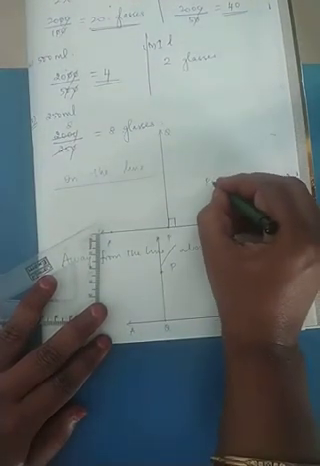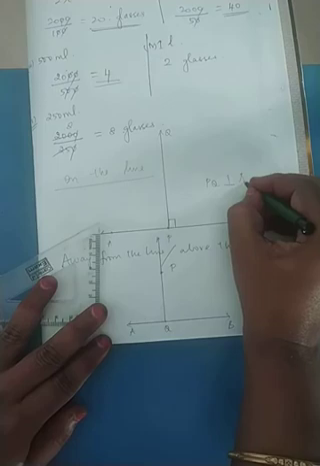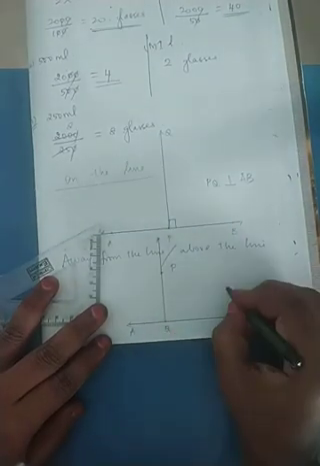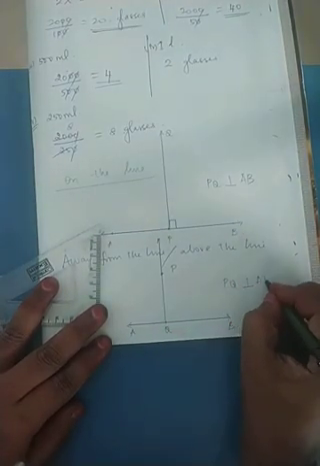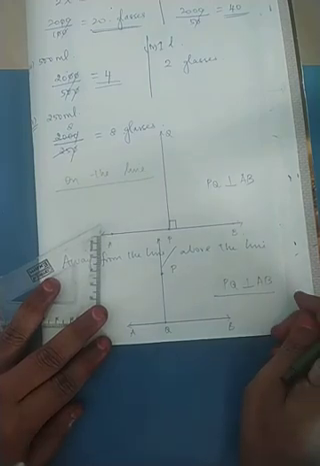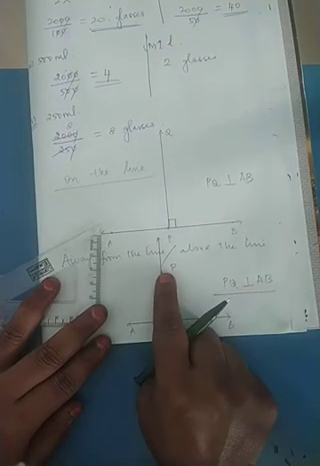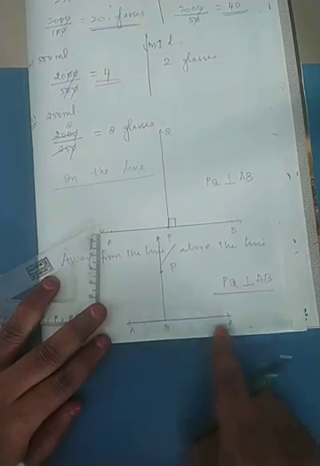Here also PQ is perpendicular to AB. Here also PQ is perpendicular to AB. This point can be P, it can be any point. It is above the line AB.